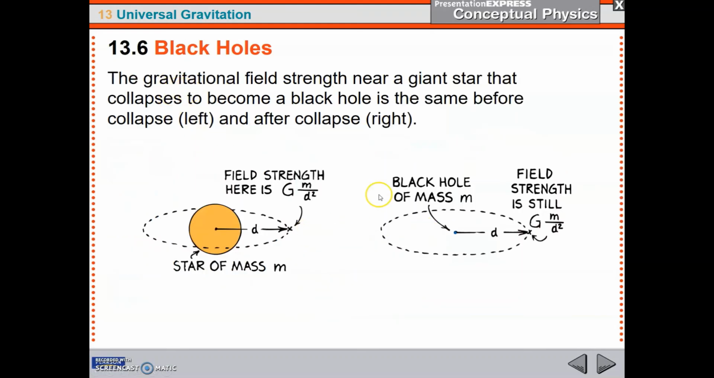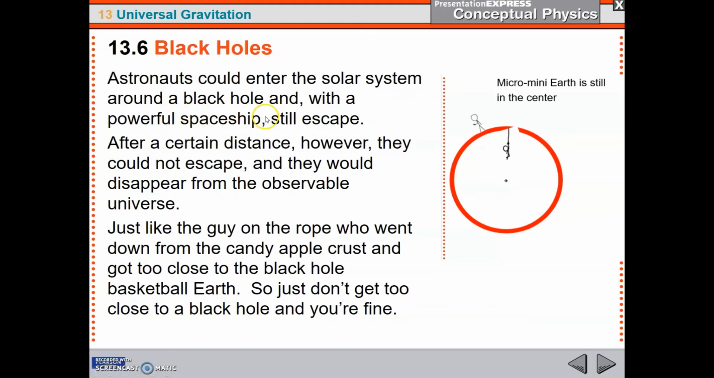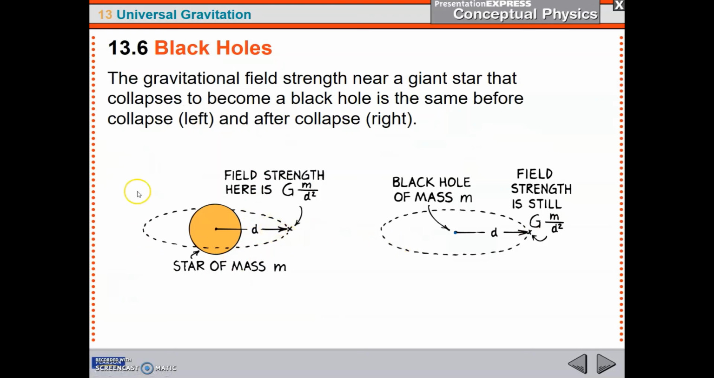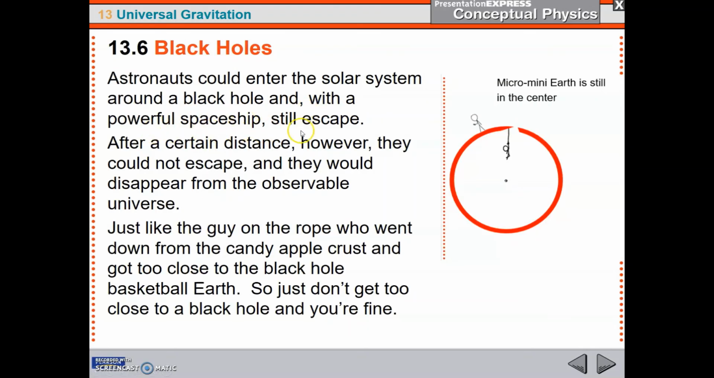So to continue their story, astronauts could enter the solar system around a black hole out here, far away from the sun, and with a powerful spaceship still escape. After a certain distance, however, they could not escape when you're down and close, and they would disappear from the observable universe. Just like the guy, Chad, on the rope who went down from the candy apple crust and got too close to the black hole basketball Earth. So just don't get too close to a black hole and you'll be fine. And that is the lesson of the day. Don't get too close to a black hole and you'll be fine.